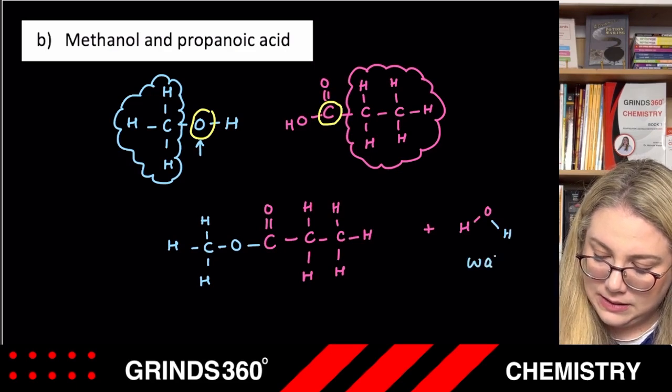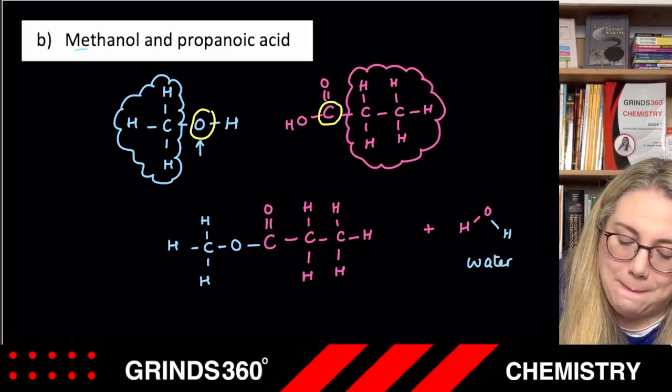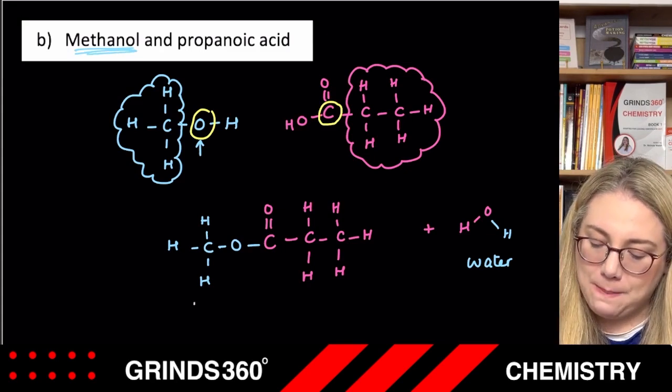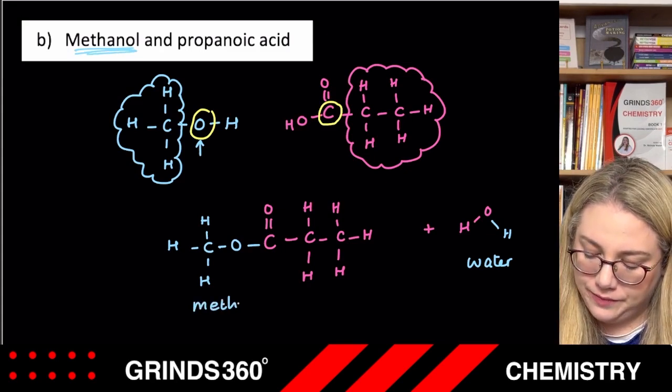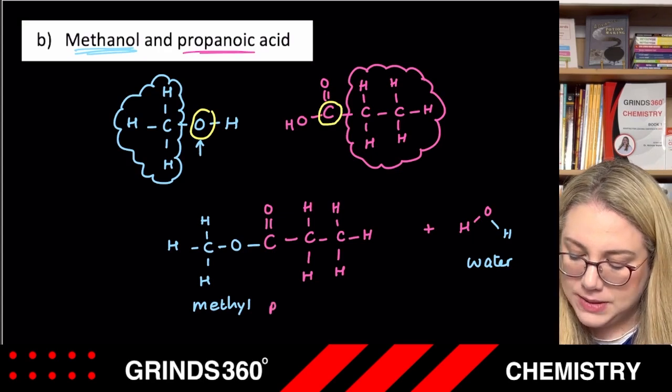Like that. Now naming the ester, go for the alcohol part first. Methanol becomes methyl. And propanoic acid becomes propanoate. Like that.